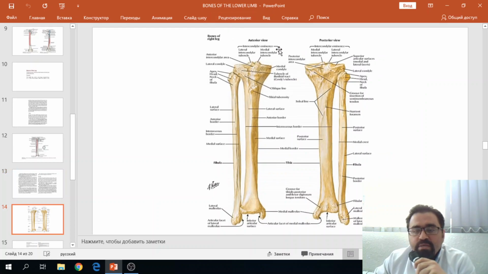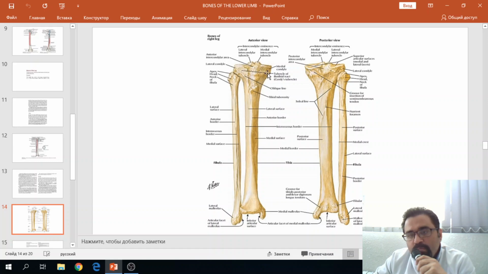Here you can see this is the upper end and this is the lower end. If we start from the upper end, the anterior view, we see that there is the anterior intercondylar area. This is the lateral condyle, and then there is the medial condyle. This is the medial intercondylar tubercle. This is the intercondylar eminence.